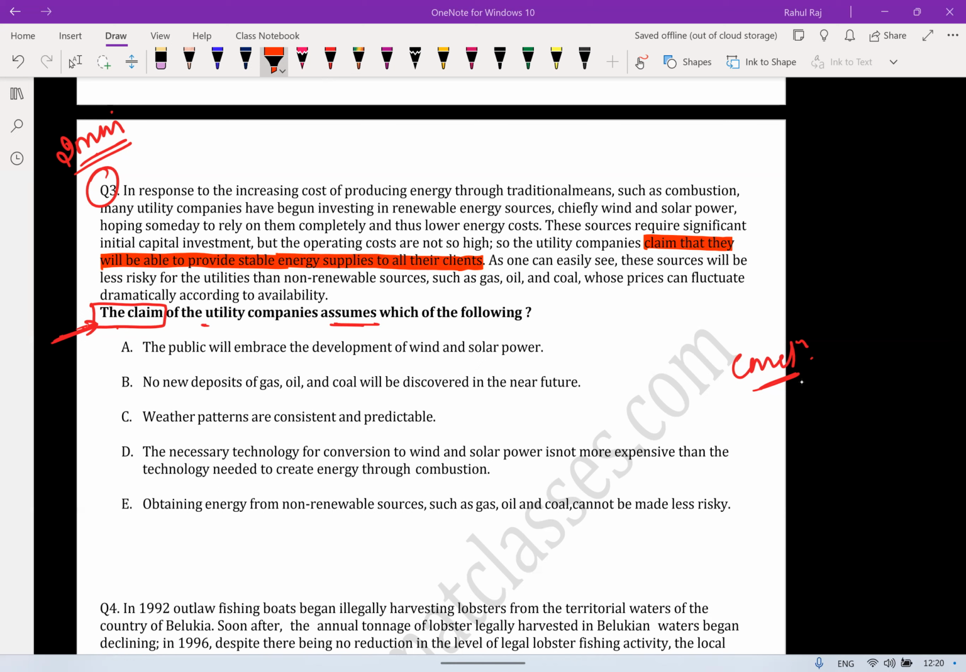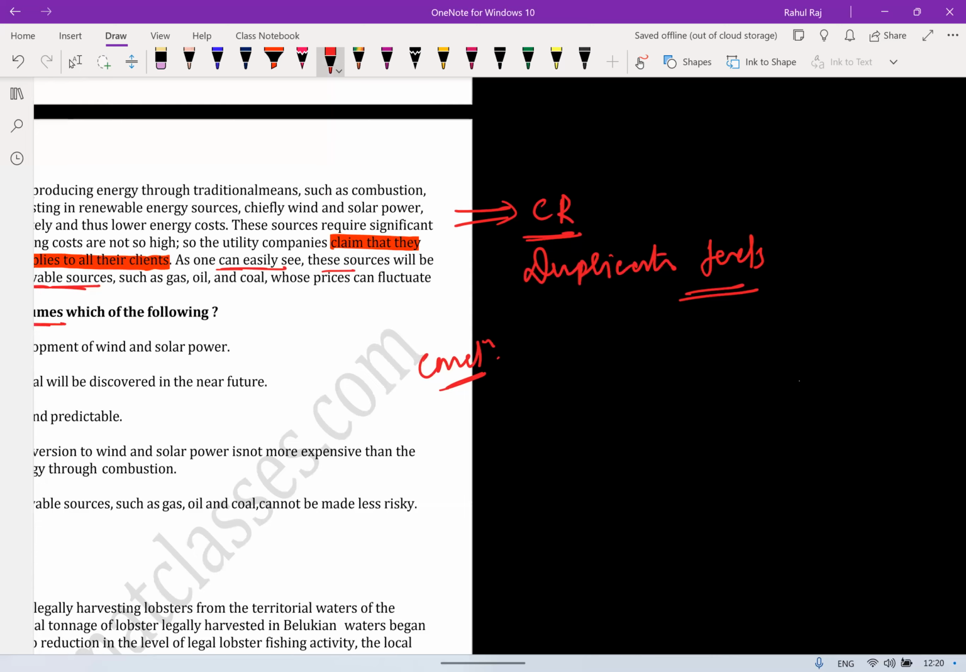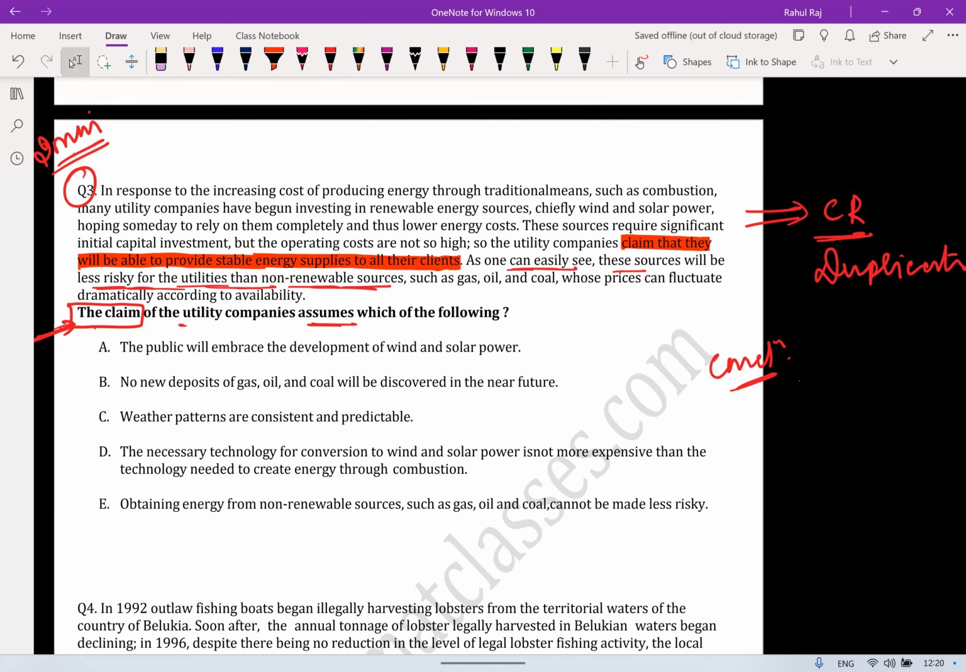Yes or no? Because when you read after that, it says, as one can easily see, these sources will be less risky for the utility company than a non-renewable source. So when you were reading, I assume that you've read the CR concept book. They say there are lots of duplicate facts in the argument. So these are all facts which simply try to deceive you. This has got nothing to do with the argument at all. They are saying these sources will be less risky than non-renewable sources such as gas, oil, coal, whose prices can fluctuate dramatically according to the availability.